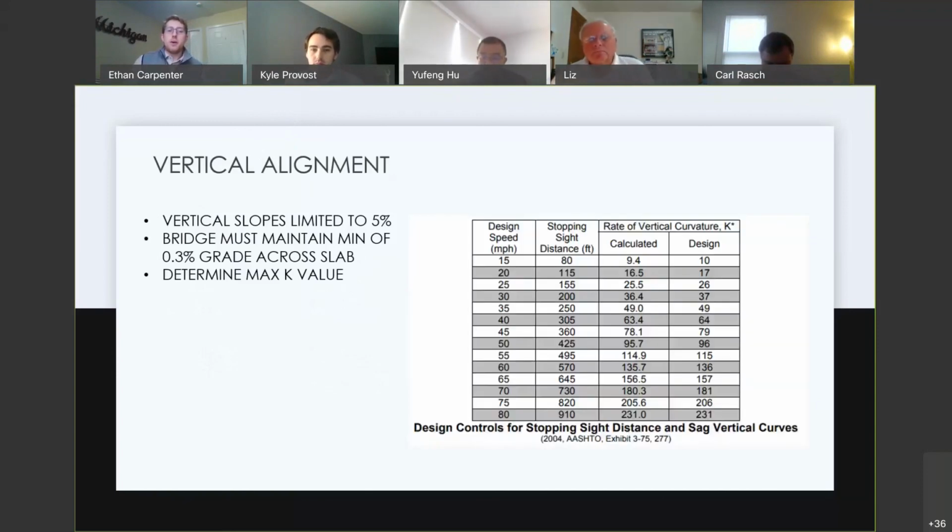Before beginning the process, we needed to finalize the rate of vertical curvature for our sag vertical curves. Using AASHTO Exhibit 375, we determined with a design speed of 50 miles per hour that the design value to be used is 96. This allowed the team to finalize the vertical curve design and maintain a proper bridge elevation, as well as keep the low point of the roadway off the bridge deck.